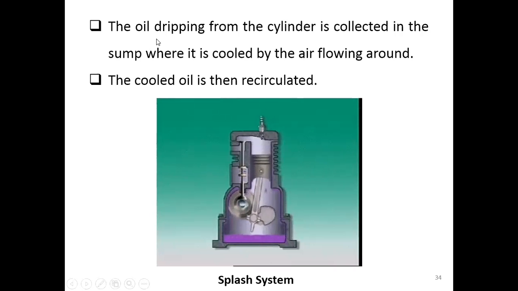The dipping oil here, after it spat over the interior portions of the cylinders, will be collected in the sumps, where it is cooled down by the air flowing around the sump here. It will do this over and over, like the animation shown here. This is a dipper. It dips the oil and spats the oil into the cylinders. Then this cool oil, after being cooled down by the air that flows around, is recirculated.